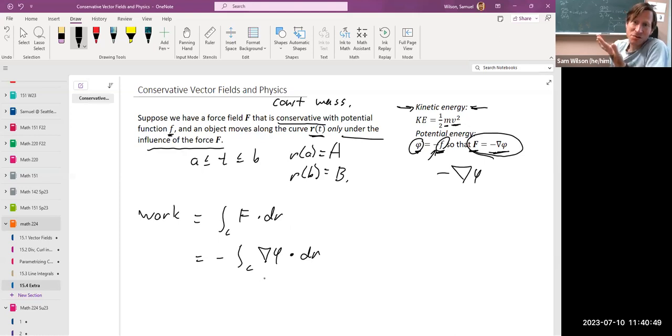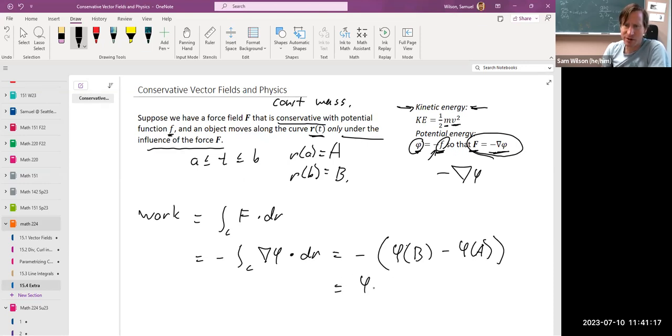And then use the fundamental theorem of line integrals. So the fundamental theorem of line integrals says that this is the negative of, so we do our potential energy function at our ending position, which is B, minus our potential energy function at the starting position, which is A. And then this minus sign just flips the order. So we get potential energy at A minus potential energy at B.